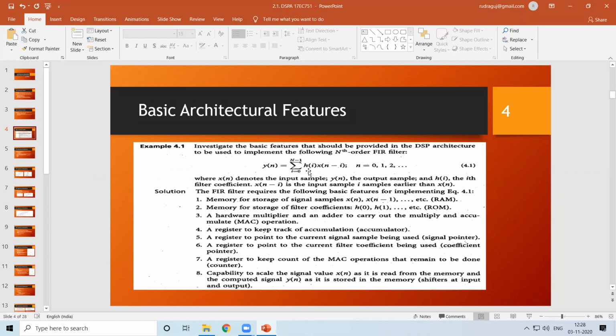Then apart from that, we require identification of which sample is being utilized, whether it is a coefficient sample or the signal sample. So two pointers related to that, that is registers indirectly. We require to store the information of which sample has been accessed. So these are the few things we discussed yesterday.